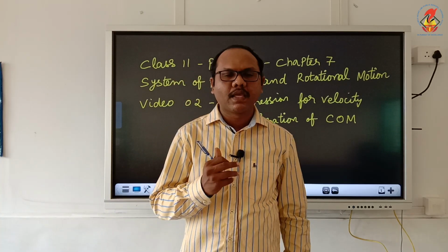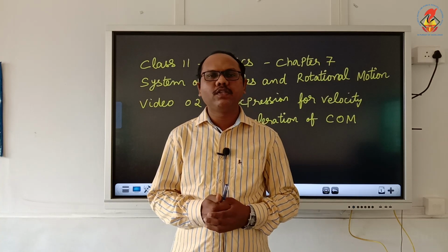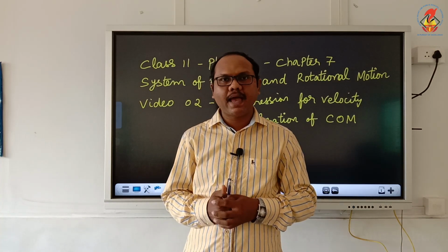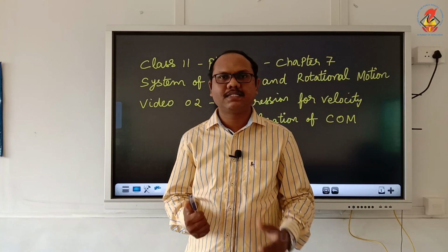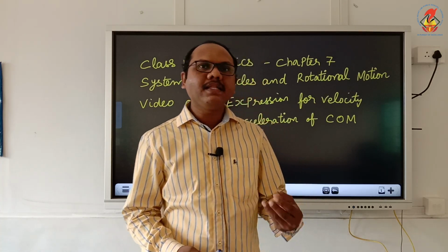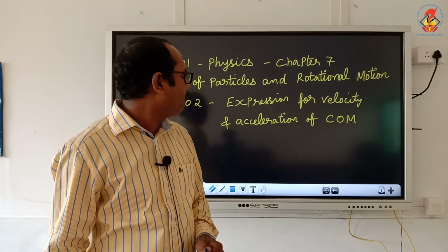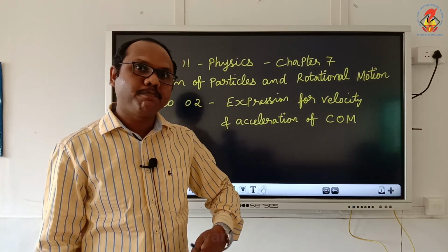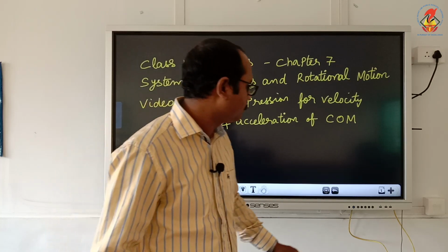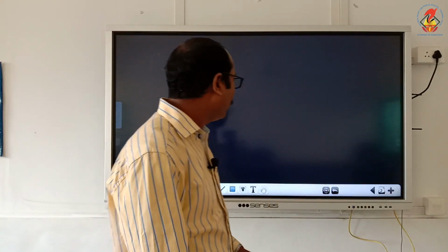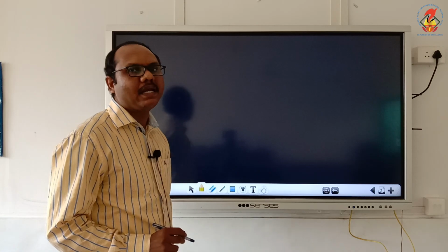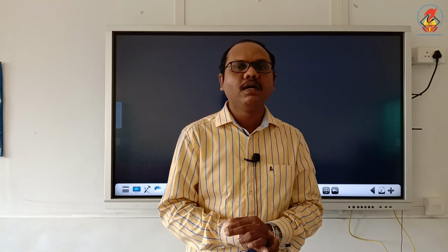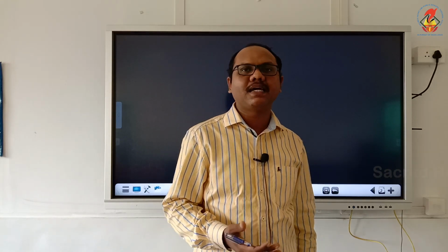Hello students, in this video we are going to deal with the velocity and acceleration of the center of mass. In the last video we studied the position of the center of mass, and we said that if the body is propagating along the x axis, it is (m1 x1 + m2 x2) divided by (m1 + m2). If it is along the y axis, it is (m1 y1 + m2 y2) divided by (m1 + m2).